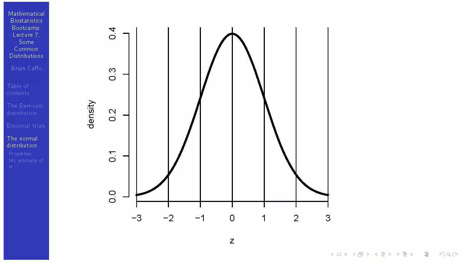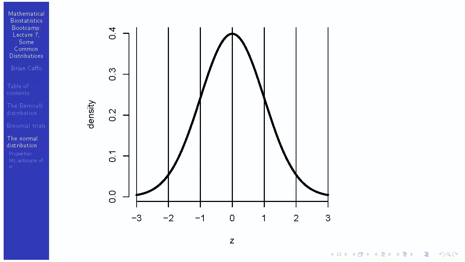Here I've drawn reference lines at 1 standard deviation, 2 standard deviations, and 3 standard deviations, with negatives being below and positives being above. Because this is a standard normal distribution, the 1 represents 1 standard deviation away from the mean. Here the mean is 0. 1 is 1 standard deviation away from the mean, 2 is 2 standard deviations away from the mean, and 3 is 3 standard deviations away from the mean.